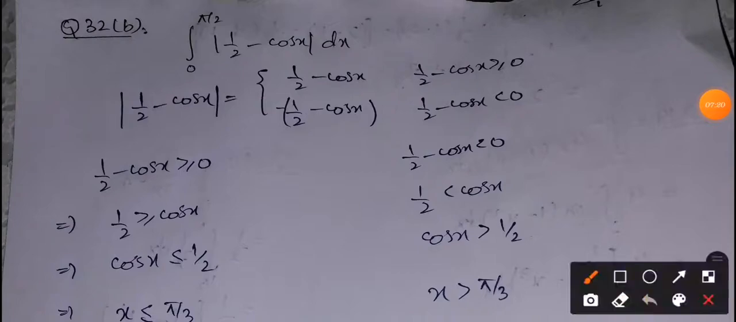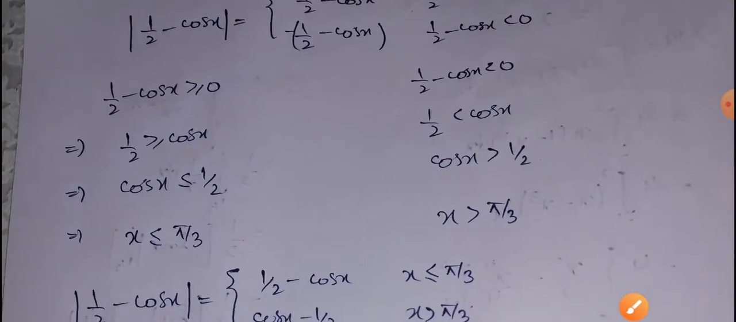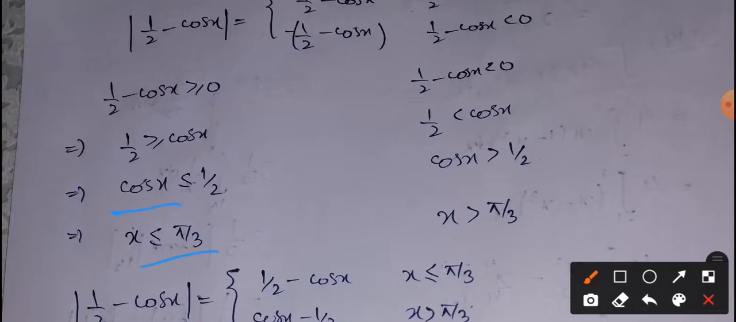Next we have question number 32, part B, integral from 0 to pi by 2 mod of 1 by 2 minus cos x dx. So as we have discussed earlier, we are going to define the mod at first. So mod of 1 by 2 minus cos x will be equal to the same if this term is greater than or equal to 0, and negative times of the term if it is less than 0. So for greater than or equal to 0, solving this we get x is less than or equal to pi by 3, as we know that cos of x will be less than or equal to 1 by 2 if x is less than or equal to pi by 3, and for less than 0 we must get x is greater than pi by 3.